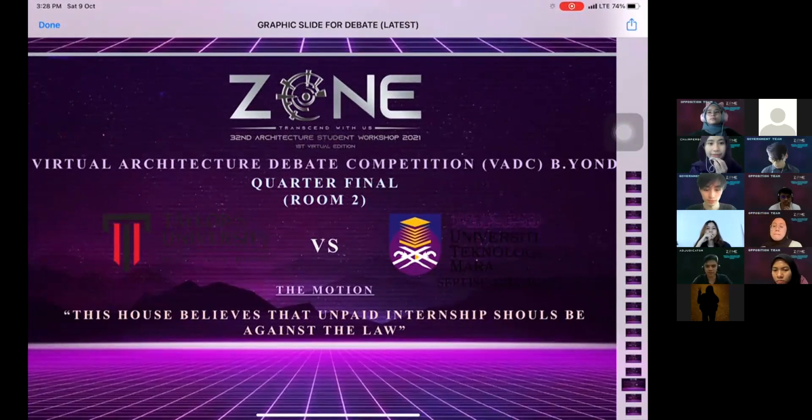Then for UITM, we'll be acting as the opposition team for this debate with Ms. Nadira as the opposition leader. Mr. Arif as the deputy leader of opposition. And Ms. Mira as the opposition whip. Okay, thank you. I shall now introduce our adjudicators, Mr. Cyril and Mr. Kaviraj Shikar.